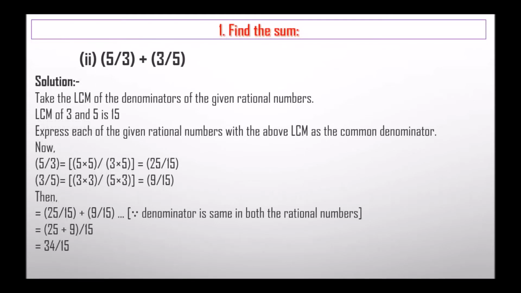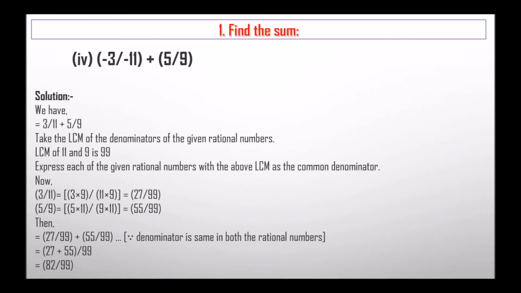Second, 5 upon 3 plus 3 upon 5. Here both the denominators are different, so we will take the LCM of 3 and 5, that is 15. Now we will convert them with LCM, so we will get 25 upon 15 and 9 upon 15. Now we will add them. So 25 upon 15 plus 9 upon 15, that is 25 plus 9 upon 15, that is 34 upon 15.